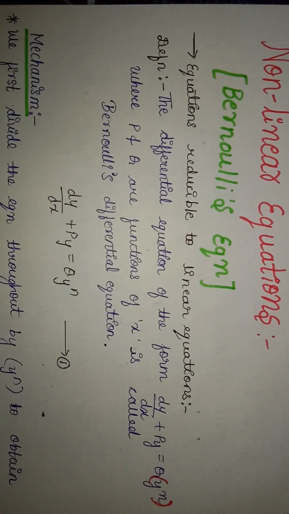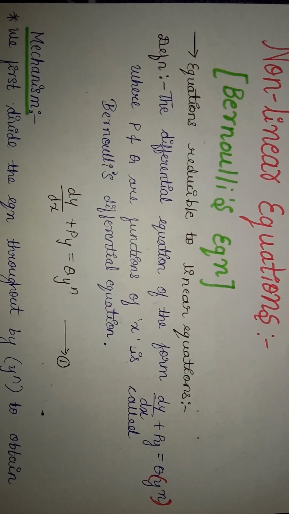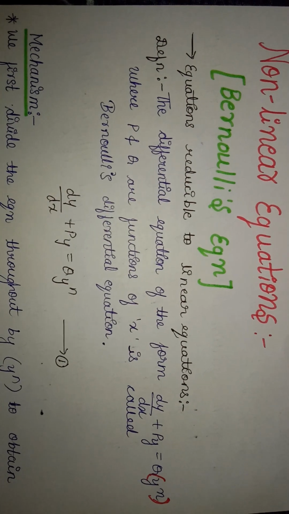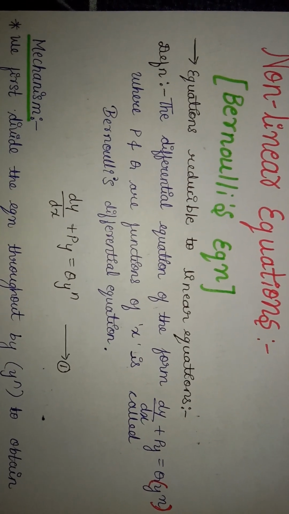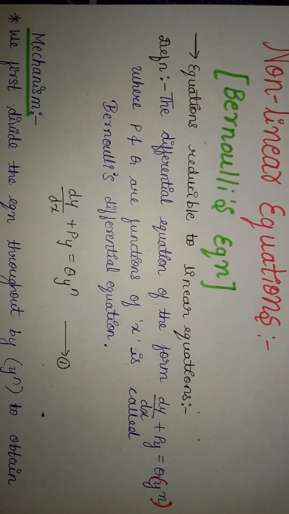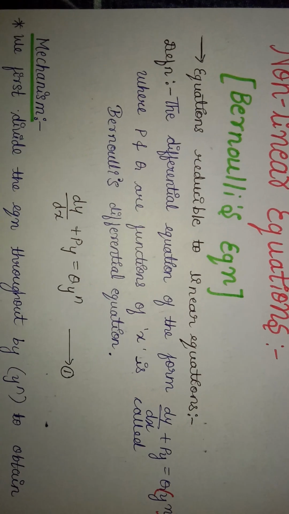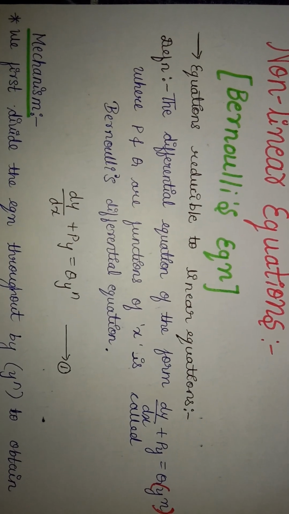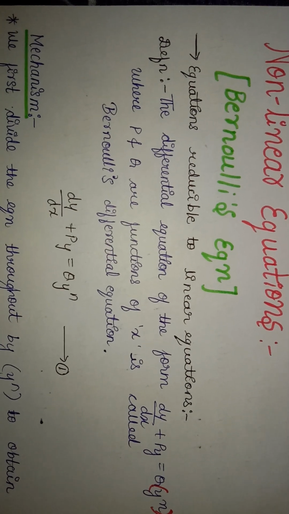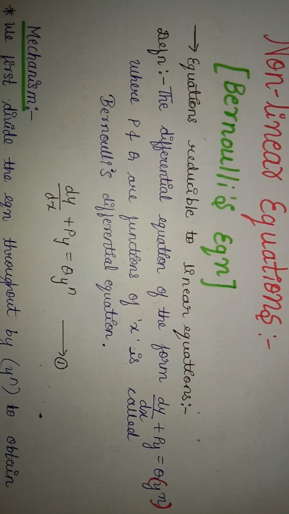Here it is the same as linear equations, but you can observe a change. dy by dx plus py equals q is a linear equation, but dy by dx plus py equals q into y to the power of n has an extra term, y to the power of n. So this is said to be a nonlinear equation because its highest degree is not 1.